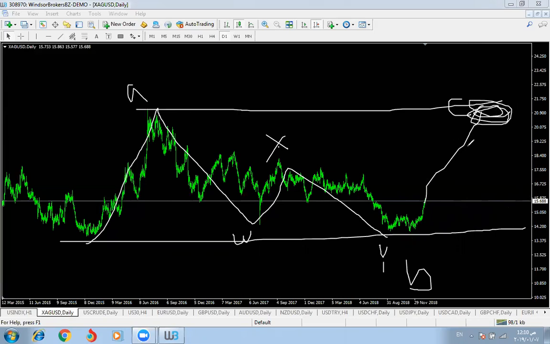You can go to 1 hour time frame and try to track the price right there.